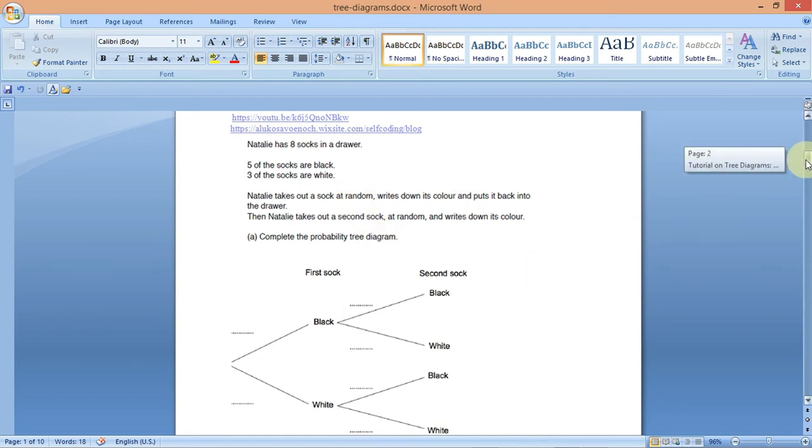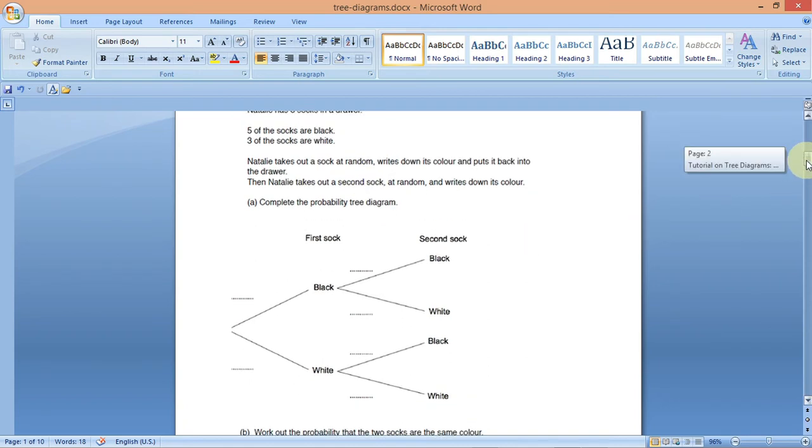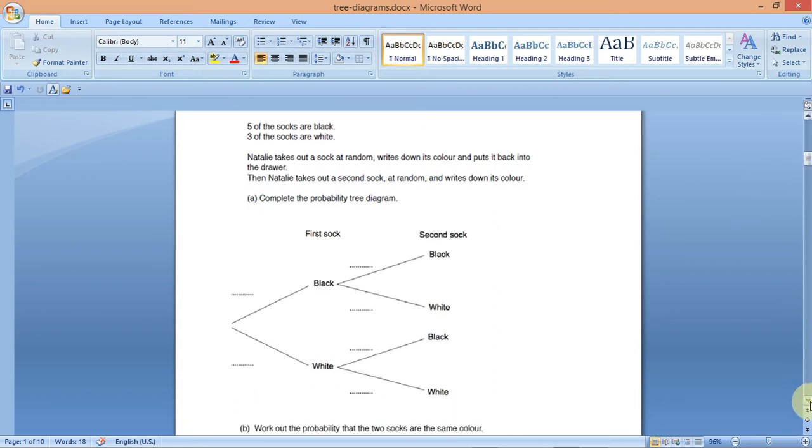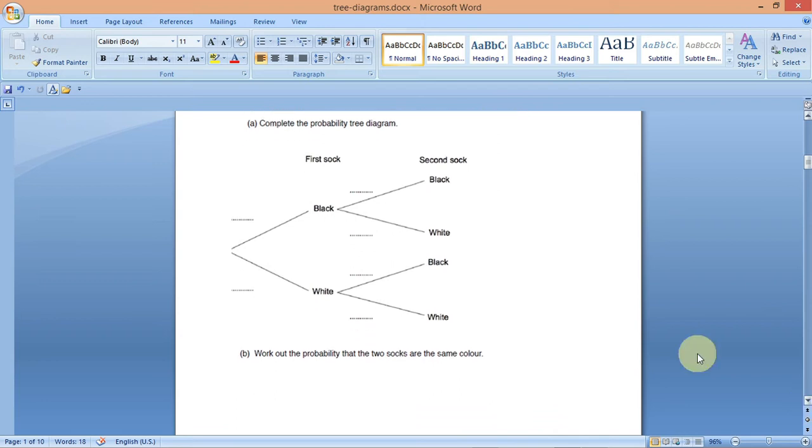Okay, so let me just get this now. I know that the total outcome is 8. Black is 5 and white is 3. So I can work with this now. I can go back down to the diagram because I have all the information needed already.